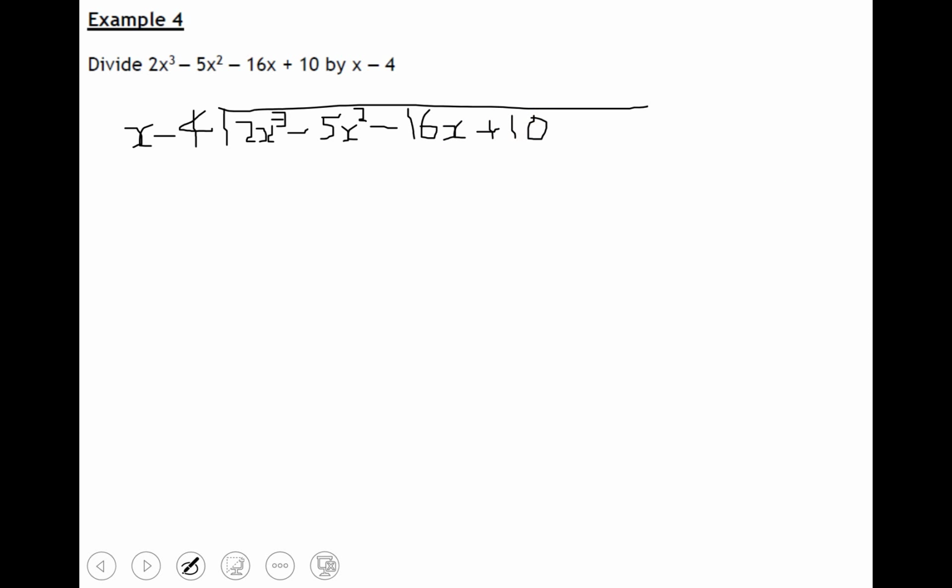What do we multiply x by to get 2x cubed? That's 2x squared. Multiplying through, 2x squared times x is 2x cubed. 2x squared times minus 4 is minus 8x squared. Subtracting, 2x cubed minus 2x cubed cancels. Minus 5x squared minus minus 8x squared is 3x squared. Carry the other terms down.